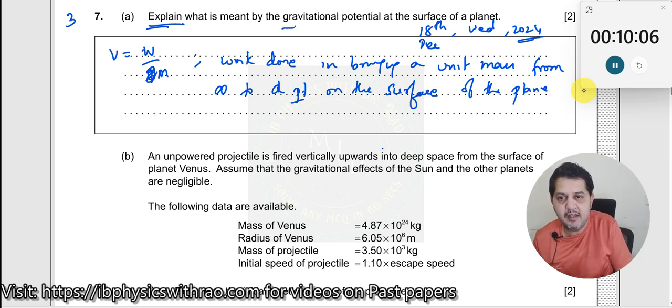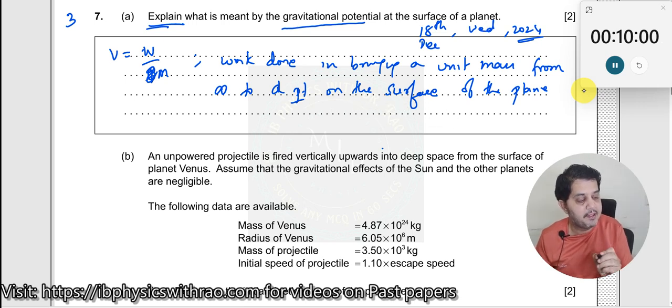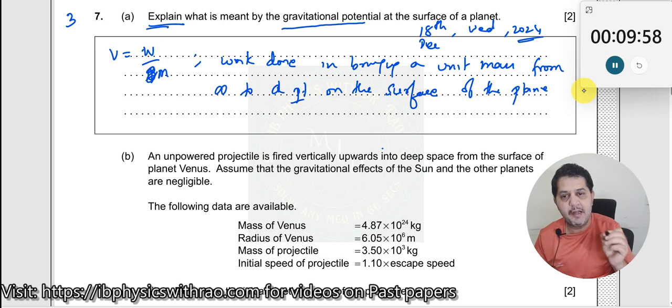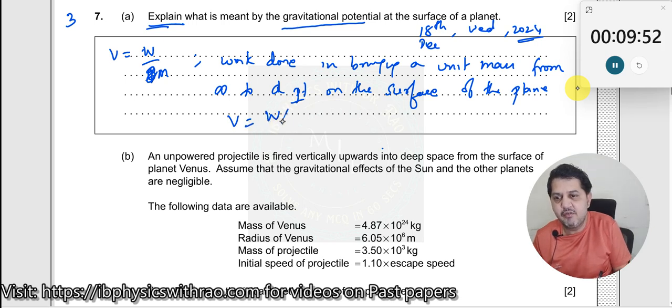Because there's already a context over here: gravitational potential on the surface of a planet. So therefore, this whole thing should be written over here. From infinity to a point, you are bringing this. This will give you 2 marks. In addition, you can write V = W/M, and you can say the unit of it is volts.